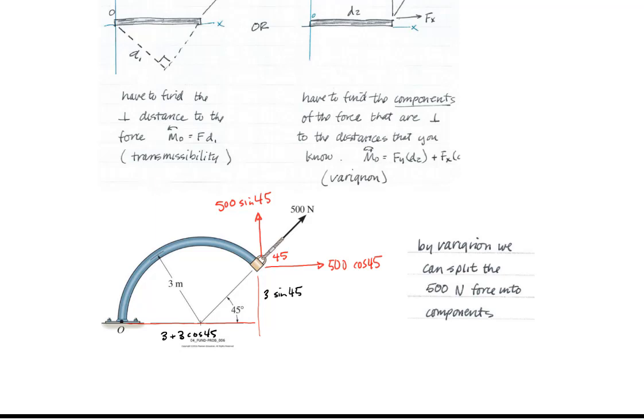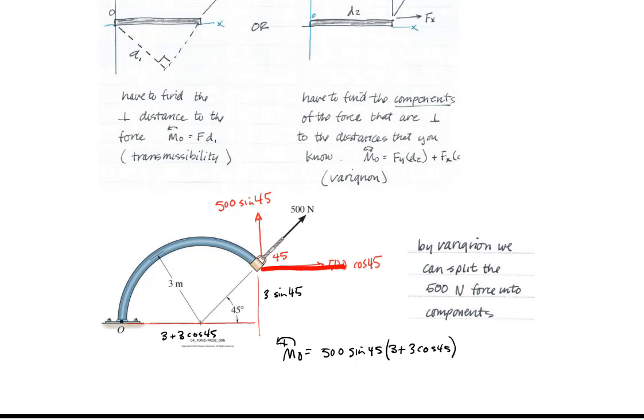So then let's just add them together. I want to find the total moment about O, where this is going to be positive. So I'll say that that is going to be 500 sine 45 times its lever arm of 3 plus 3 cos 45. That's going to be this force times that distance.